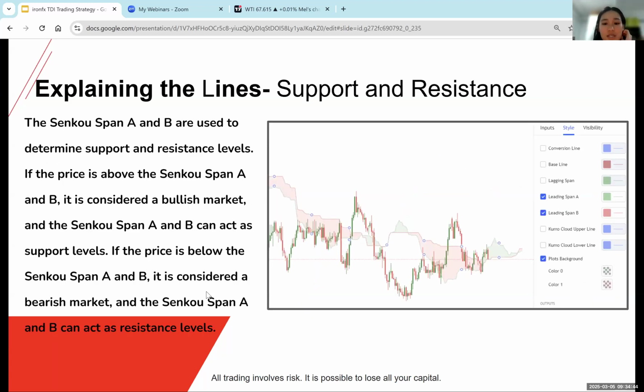Okay, so here's support and resistance. You can also use the Senkou span A and B for your support and resistance levels. If the price is above your Senkou span A and B, it's considered a bullish market, and the Senkou span A and B can also act as your support levels. If price is below Senkou span A and B, it's considered a bearish market, and A and B can act as resistance levels.